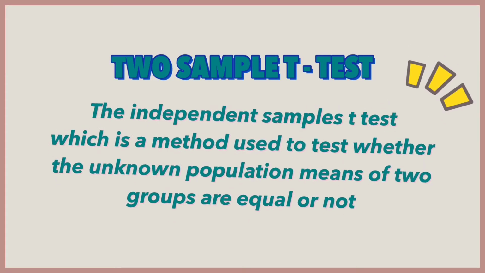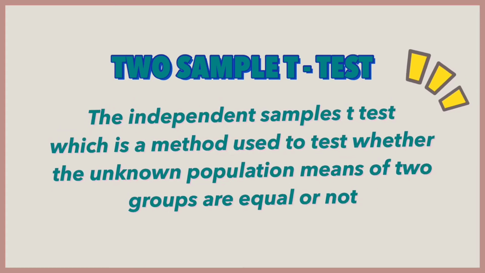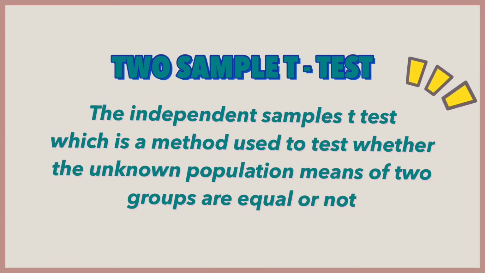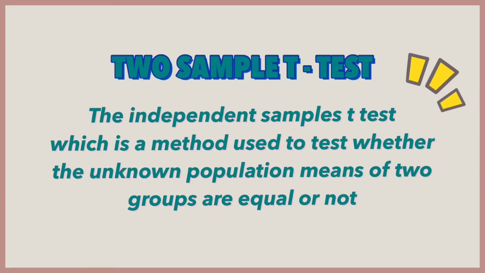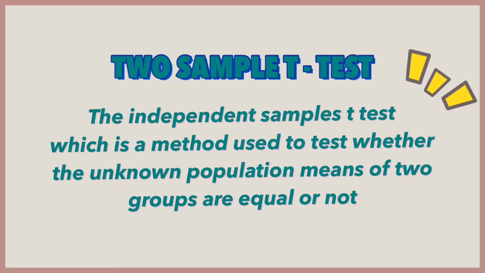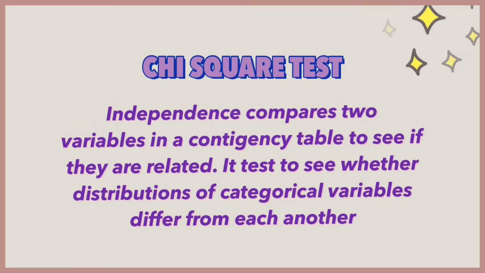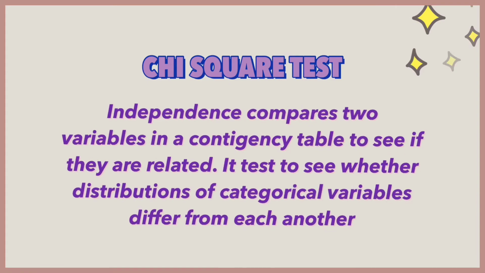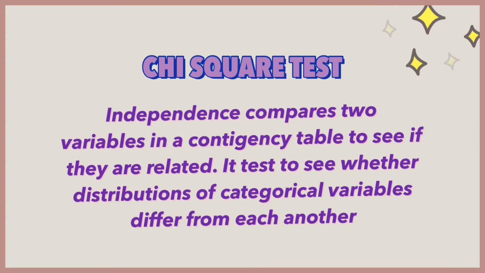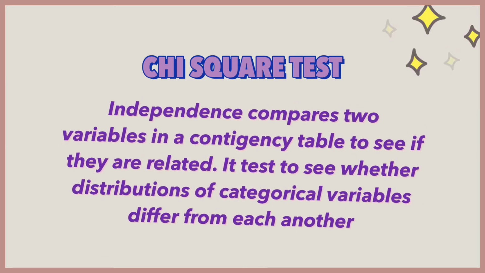So for this learning, get to know what is a two sample t-test and a chi-square test. The two sample t-test, also known as the independent samples t-test, is a method used to test whether the unknown population means of two groups are equal or not, while a chi-square test for independence compares two variables in a contingency table to see if they are related. In a more general sense, it tests whether the distribution of categorical variables differ from one another.